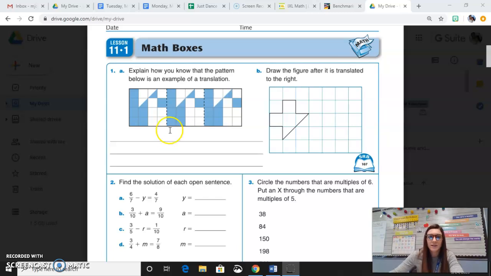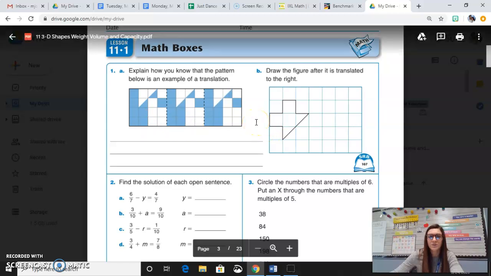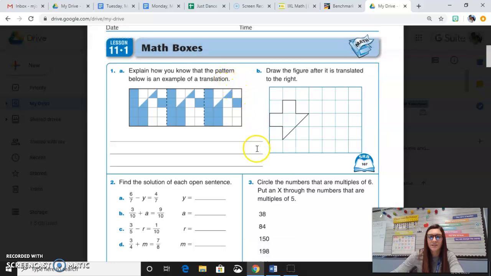So here it says a translation. So what I want you to do is look at this picture here, look at this picture here, look at this picture here, and notice how it's just slid over. They slide it because it's a translation. So number one, explain how you know that the pattern below is an example of a translation. On your line down here, you need to write, I know because the picture is slid over. Okay, so for number one, explaining how you know, it's because the picture has been slid over.